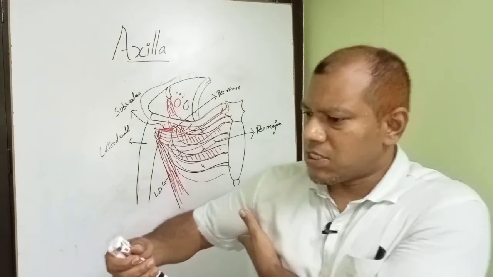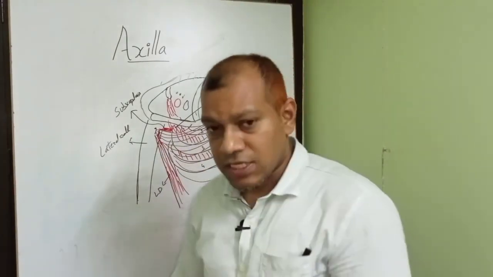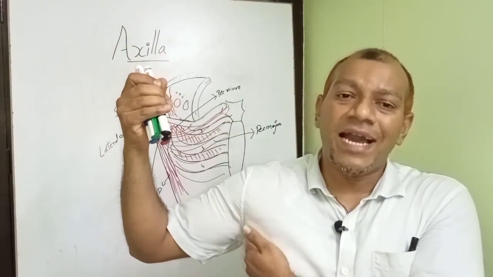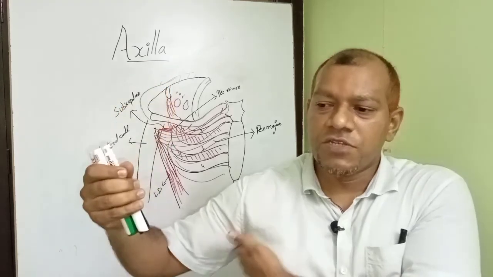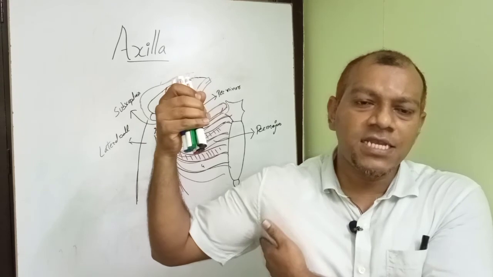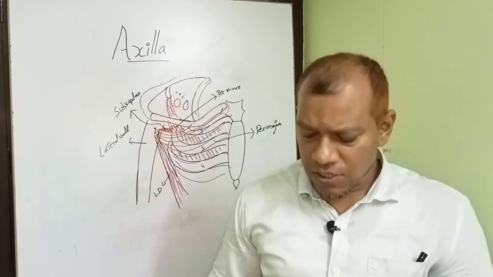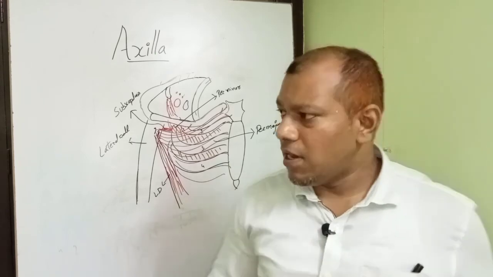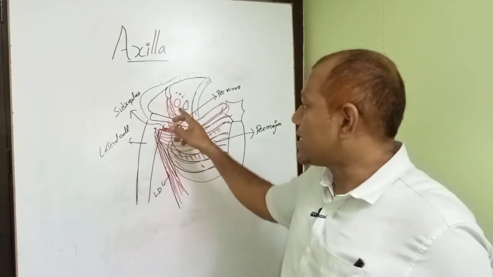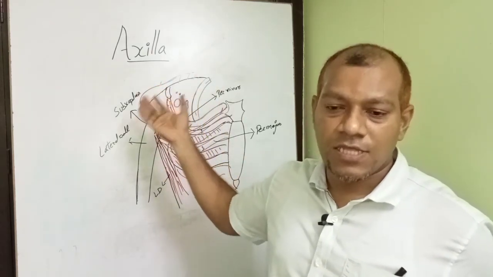Now what about the base? Base is formed by the skin, superficial fascia, and the axillary fascia. The skin present in the armpit or axilla forms the base of the axilla. So that is about the boundaries. Already I have explained about the contents. In the next class I am going to explain what the axillary artery is and how it extends into this axilla.